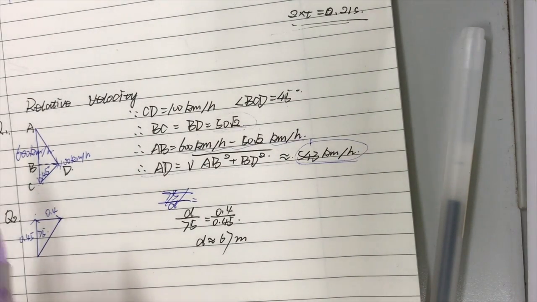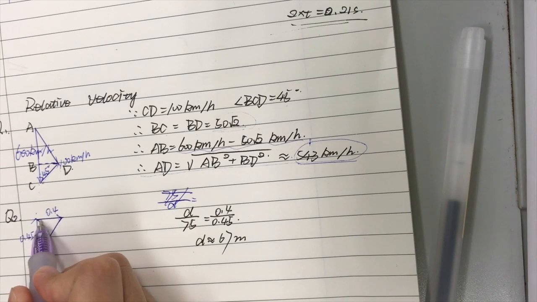And let's move on to the second question. A swimmer is capable of swimming 0.45 meters per second in still water. If he aims his body directly across a 75-meter wide river whose current is about 0.4 meters per second, how far downstream from a point opposite his starting point will he land?